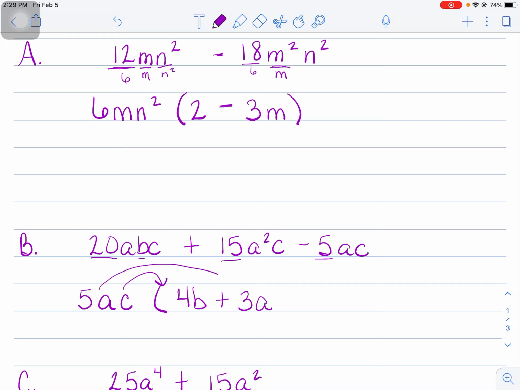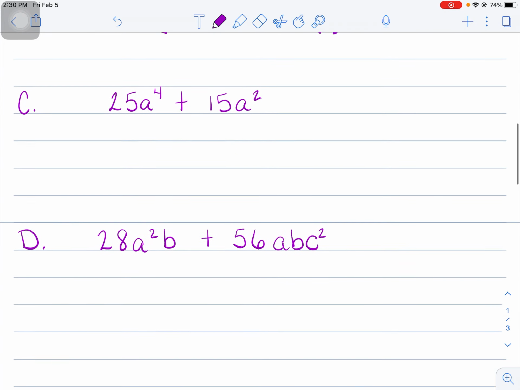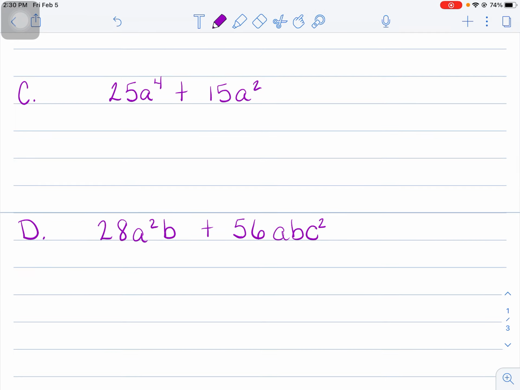If I multiply back, 5 times 3 is 15. a times a is a squared, and then c. I get back to my original term that wasn't factored. Bring down my negative. 5 will go into 5 one time. There's no c, so I know that's only 1. Don't put 0. You have to think about how many times 5 can go into 5. 1 time. And I know if I check back, I get back to my original problem. All right, I want you to try C and D and see how you do.